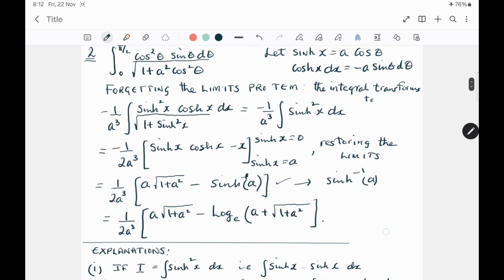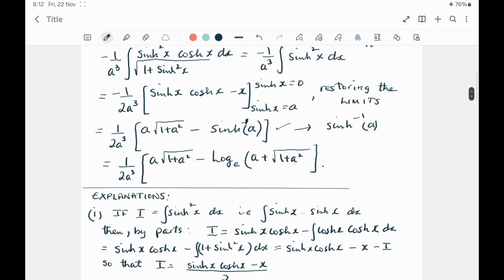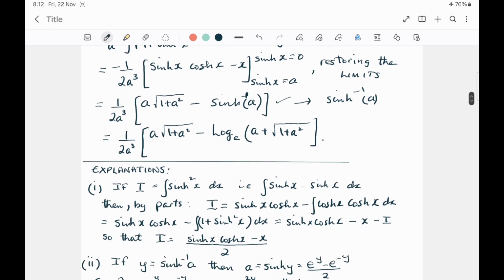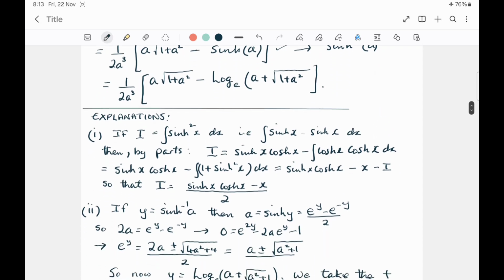Now, for those of you who are slightly unfamiliar with one or two of the steps I've used here, I've got some explanation at the bottom. The first one was integrating sinh squared x, which is a product, of course, of sinh x times sinh x. And then by parts, I will equal sinh x, the first, times the integral of the second, so that's sinh x times cos x, minus the integral of the differential coefficient of the first, which is cos x, times the integral of the second, which is also cos x.